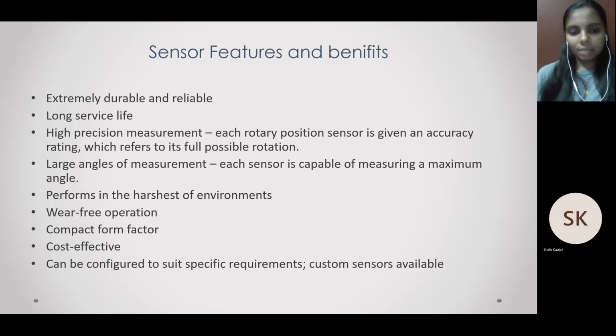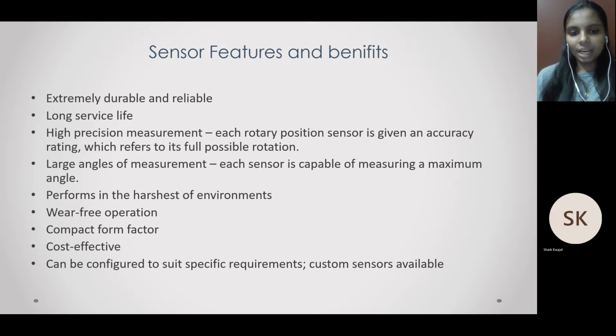The sensor features and benefits can be discussed like this. These are extremely durable and reliable, and their service life is longer than the different types of sensors available in the market. It has high precision, which means the measurement is calculated very accurately when compared to other position sensors. Each rotary position sensor is given an accuracy rating, which refers to its full possible rotation. The large angle of measurement. Each sensor is capable of measuring the maximum angle, that is 90 to 120 degrees. The performance is robust for harsh environments, which means this sensor can withstand even harsh environments.